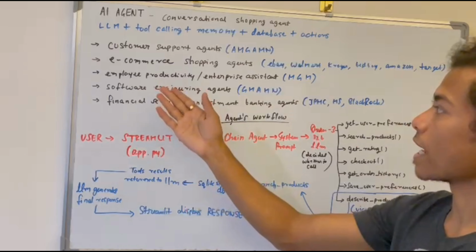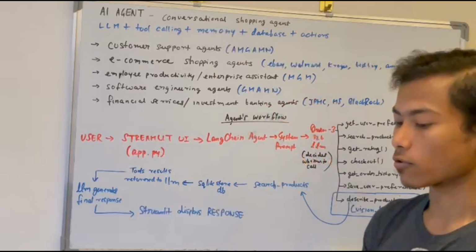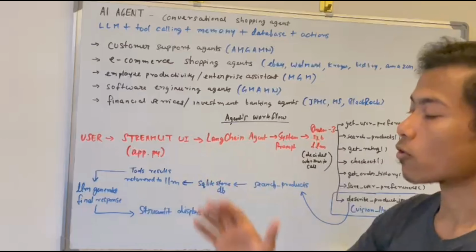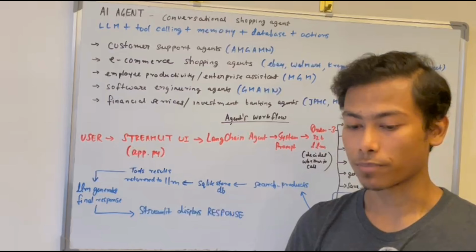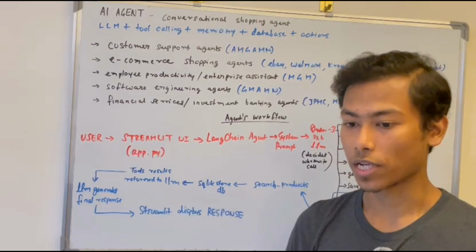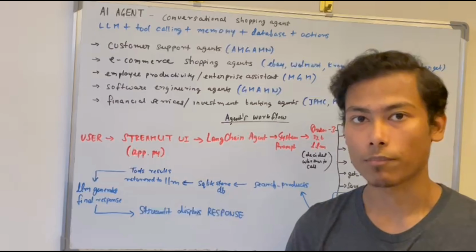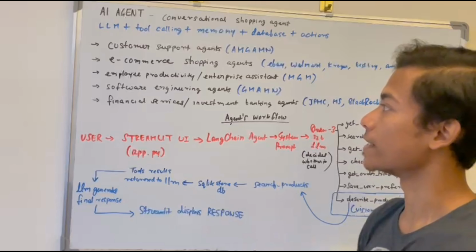There would be employee productivity or enterprise assistance that can be used in Microsoft, Google, Meta, because these corporations need their employees to be updated with the latest skills. So these kinds of AI agents will ensure that the employees are well equipped with the latest technologies and skills.